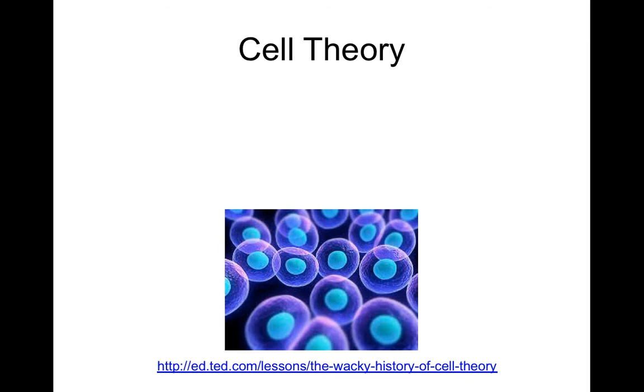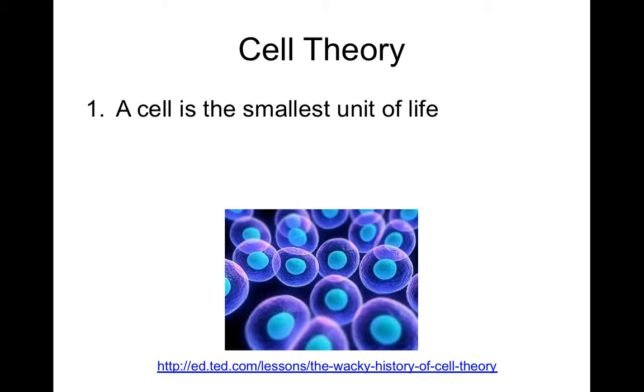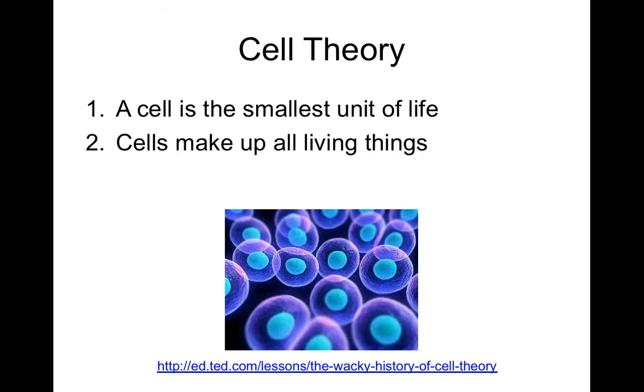First things first, let's talk about the cell theory. There are three major parts to the cell theory. The first tenet is the cell is the smallest unit of life. As we've talked about, you cannot have life without having a cell. Even the smallest organisms are one cell big.